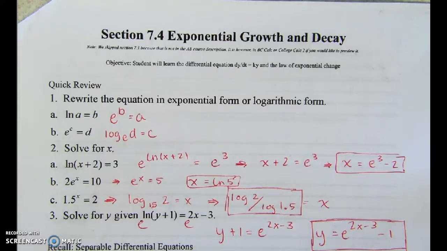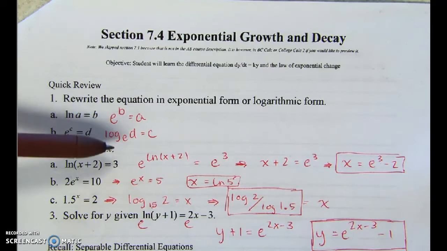Hey Calculus, this is from our textbook, section 7.4, Exponential Growth and Decay. Note we skipped 7.3 because it's not in the AB course description, but if you want to read it, you can. It's a different method for integrating. You're supposed to do this on your own.